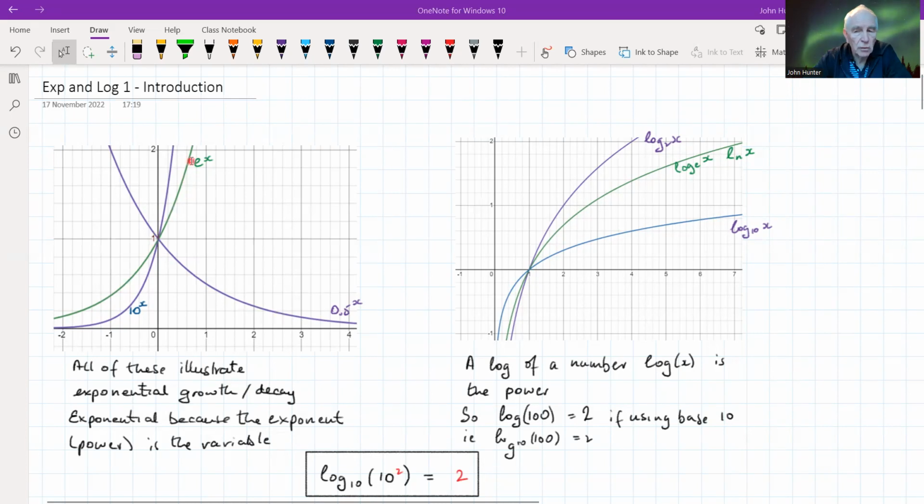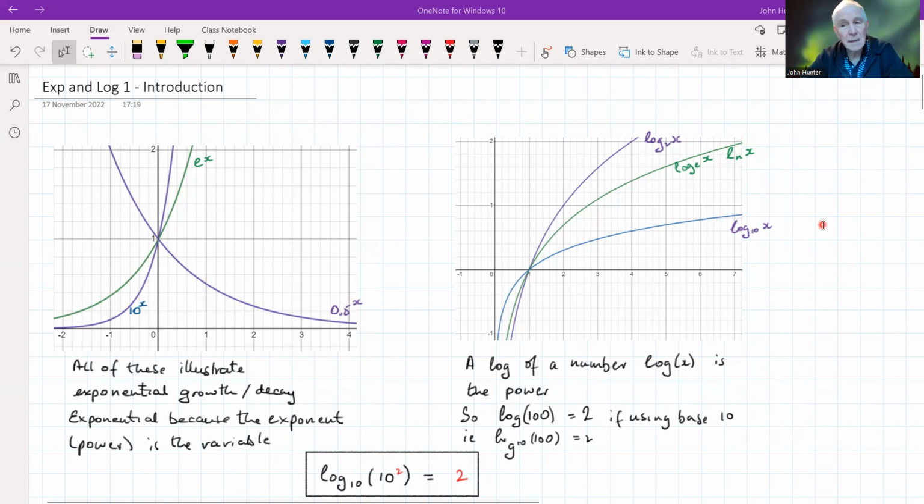These are called exponential graphs because the variable is the exponent. That means the power. So x is the exponent here, and so we get exponential graphs. Now, hand in hand with our exponential graphs, we have the concept of logarithmic graphs as well.